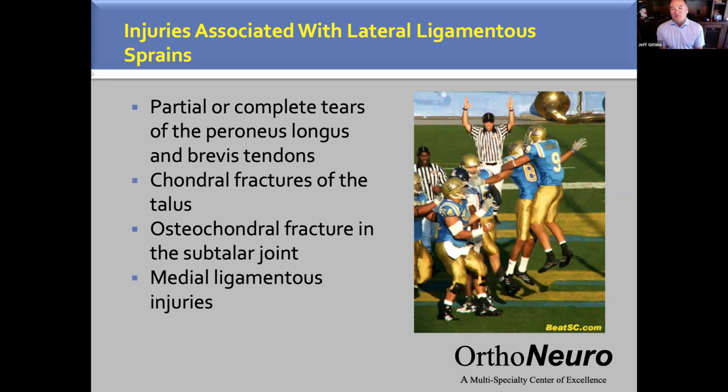People can also have chondral fractures of the talus, where, as I mentioned before, an osteochondral lesion. They can have traumatic injury to the ankle itself. Medial ligaments can be injured, specifically the deltoid ligament. We usually pay more attention to the lateral ligaments, but the deltoid ligament on the inside part of the ankle can be injured as well, according to how severe the ankle sprain was.